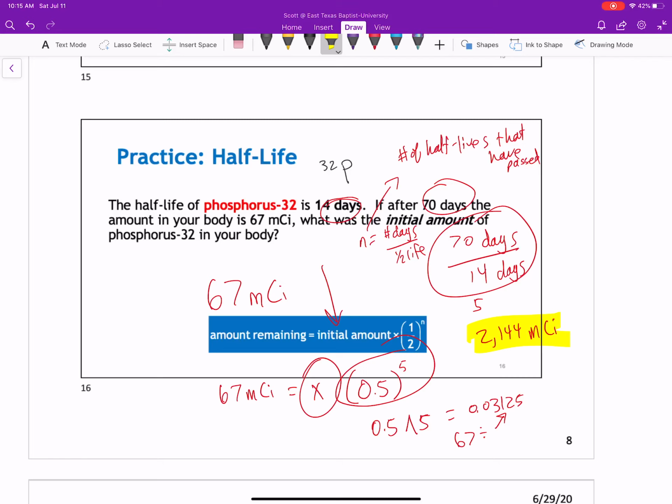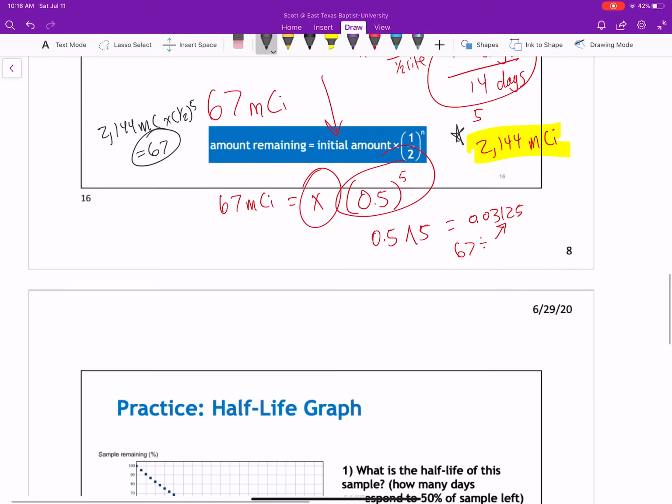And then you can always check your work. Did I do that right? So let's say I was looking for my amount remaining. So what I'll do is 2,144 millicurie times 1/2 to the 5 and see if I get the 67 that I was looking for. 0.5 raised to the 5 times 2,144 equals 67. So that's your answer. Good. So we did that one correctly, and that's how you use that equation.